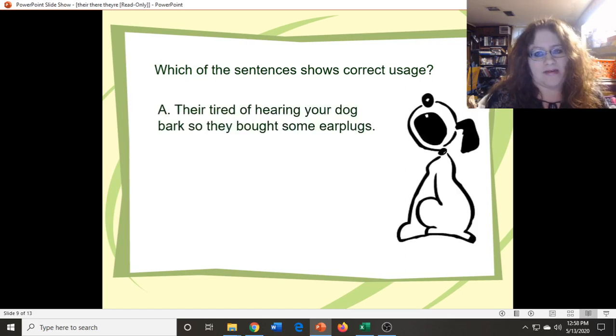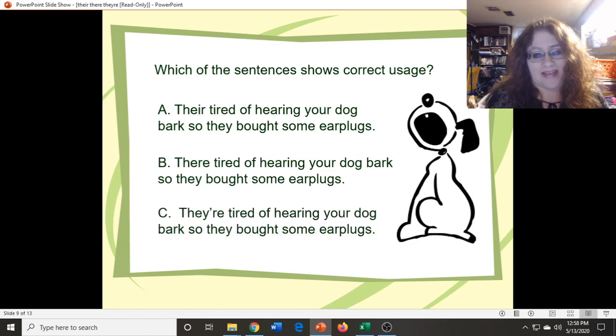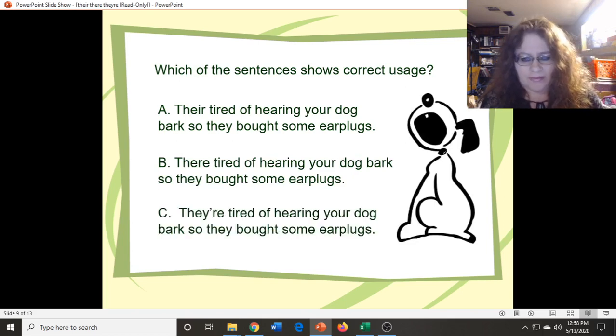They're tired of hearing your dog bark, so they bought some earplugs. I feel like that about my dog sometimes. I want to wear earplugs because he barks too loud.